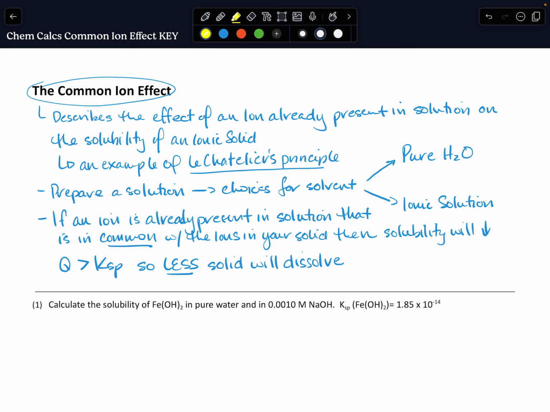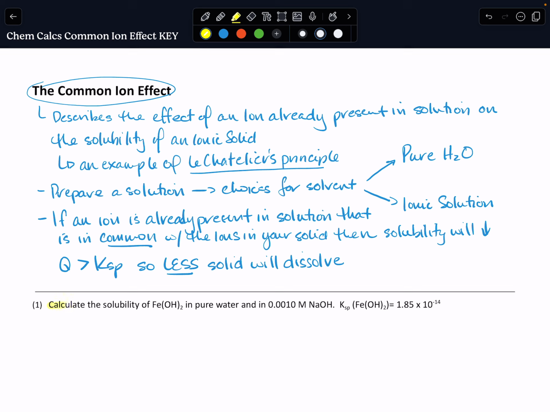Now, to do these problems, you have to have the ability to do ICE charts. You need to know what Ksp is. So if you don't understand either of those concepts and these problems seem difficult, please go back and watch those screencasts. That will help immensely. And then you can come back.